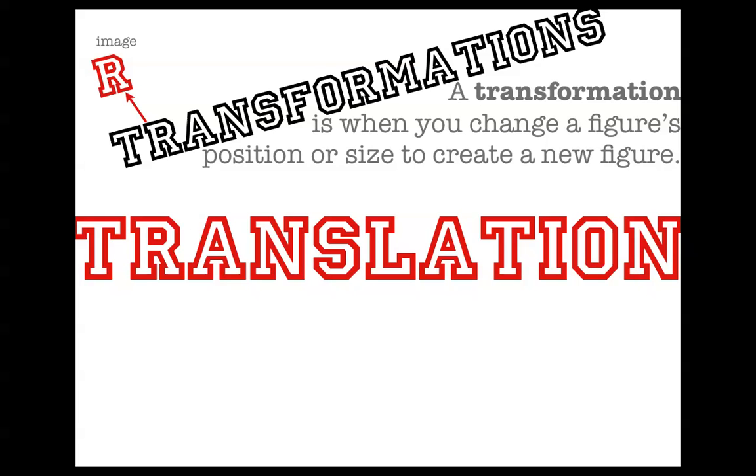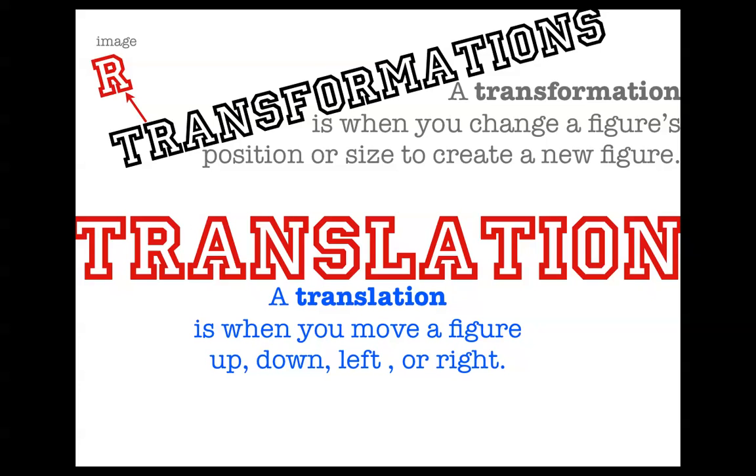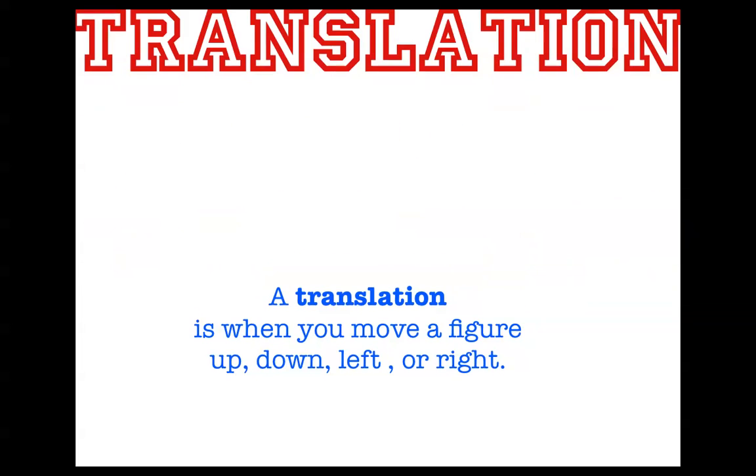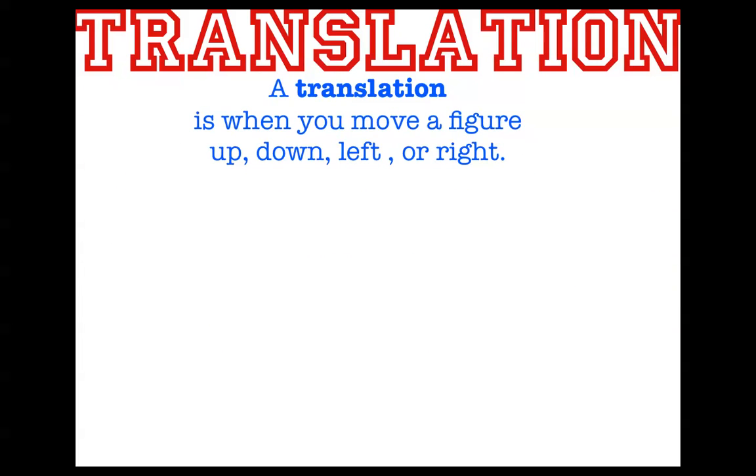A translation is when you don't rotate it or spin it or flip it or turn it, you just kind of scoot it over or scoot it up or slide it to the left or glide it downwards. Okay, so a translation is when you move a figure up, down, left, or right to create a new image. Pretty simple concept. All right, so let's take a look at what a translation might look like in geometry.